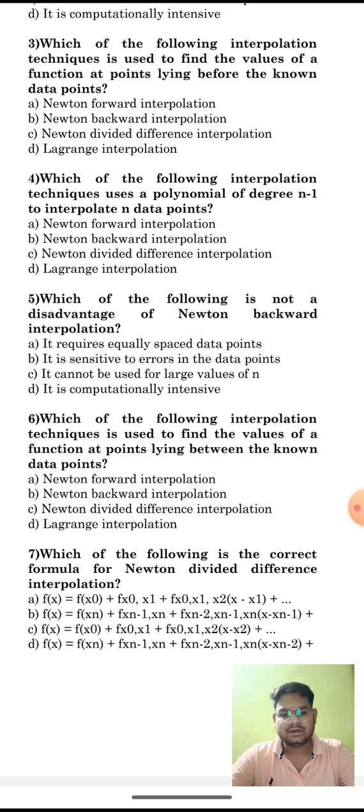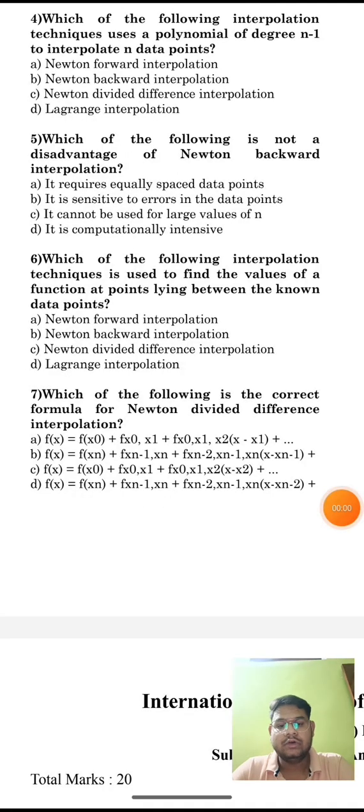Which of the following interpolation technique is used for finding the values of function at point lying between the known data points? Options are Newton divided difference formula, Newton's forward difference formula, Newton's backward interpolation formula, or Lagrange's interpolation formula. The correct answer is option D, Lagrange's interpolation. Let's move on to the next question.